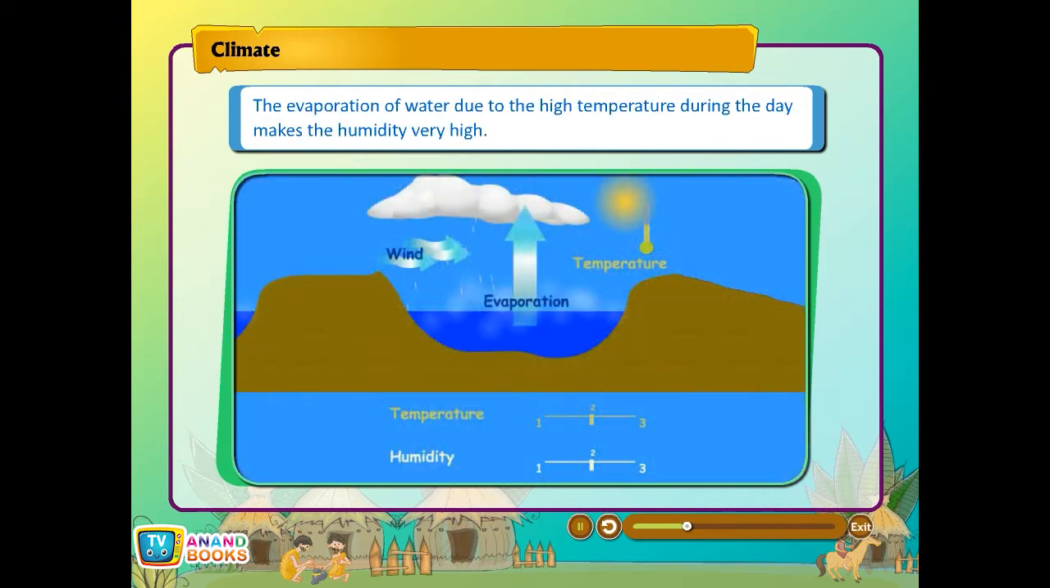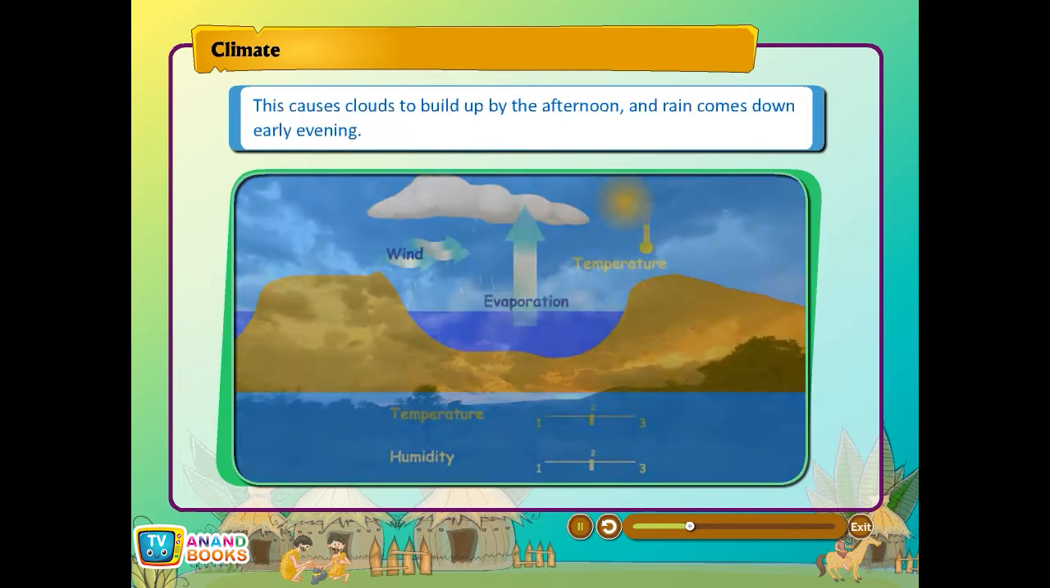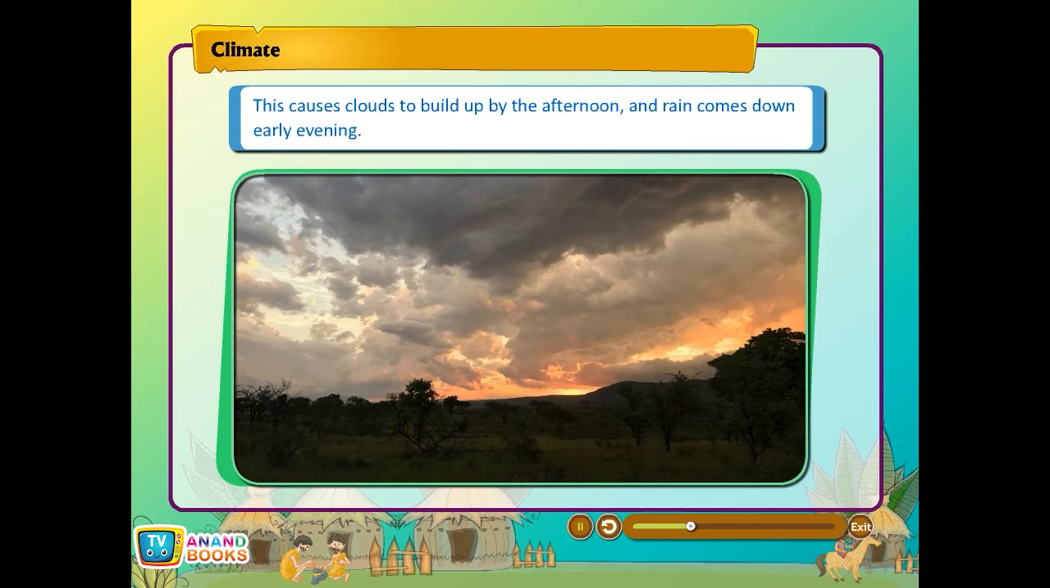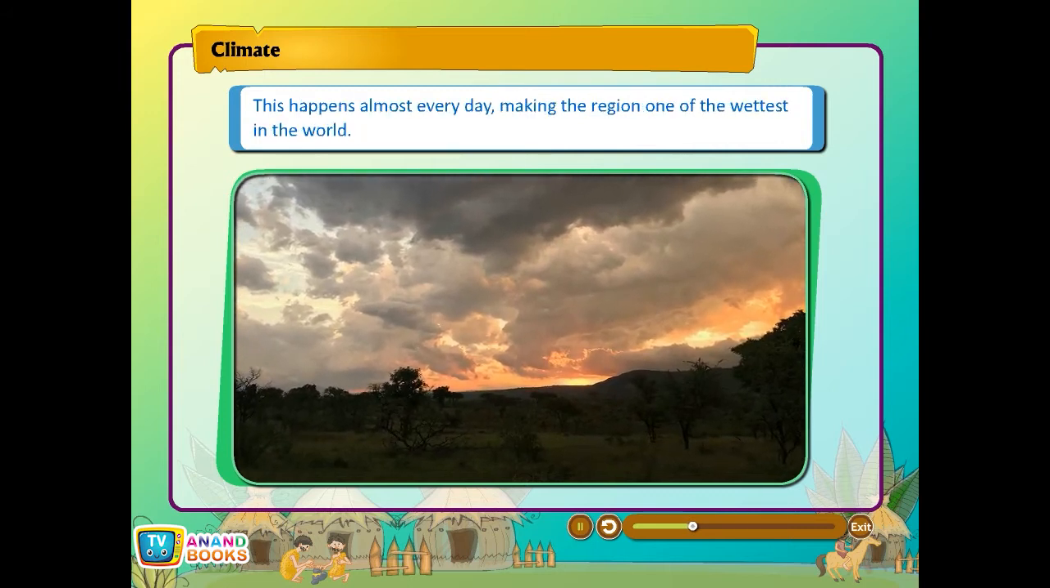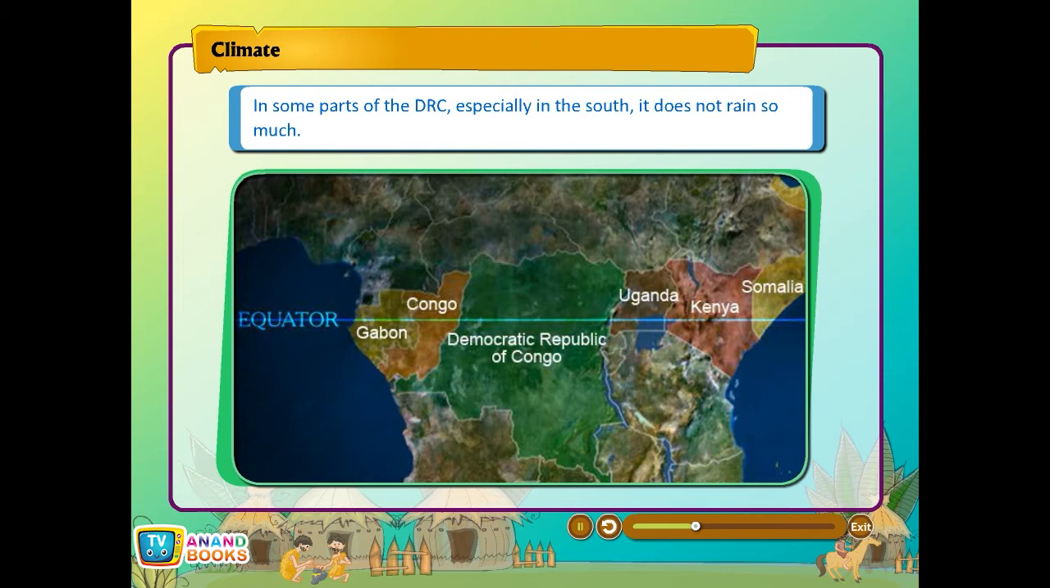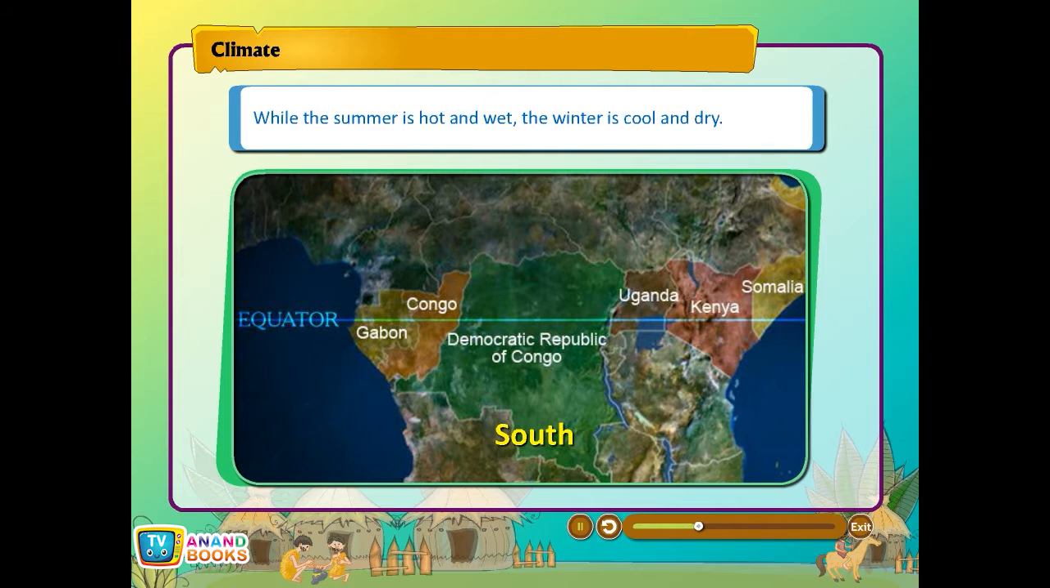The evaporation of water due to the high temperature during the day makes the humidity very high. This causes clouds to build up by the afternoon and rain comes down early evening. This happens almost every day, making the region one of the wettest in the world. In some parts of the DRC, especially in the south, it does not rain so much. While the summer is hot and wet, the winter is cool and dry.